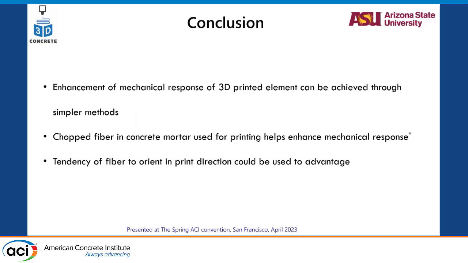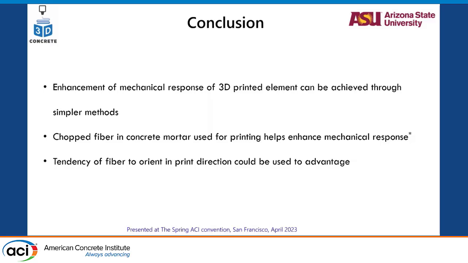So as a conclusion of the whole project that I showed here, basically we can see that the mechanical response of 3D printed elements could be enhanced just by minor changes to it. Maybe this is not the best change. Maybe there's a more optimized way of doing it. So these minor changes need to be revised. People need to try to see if there are some changes that could be made to get a better enhancement of the response of a 3D printed element.